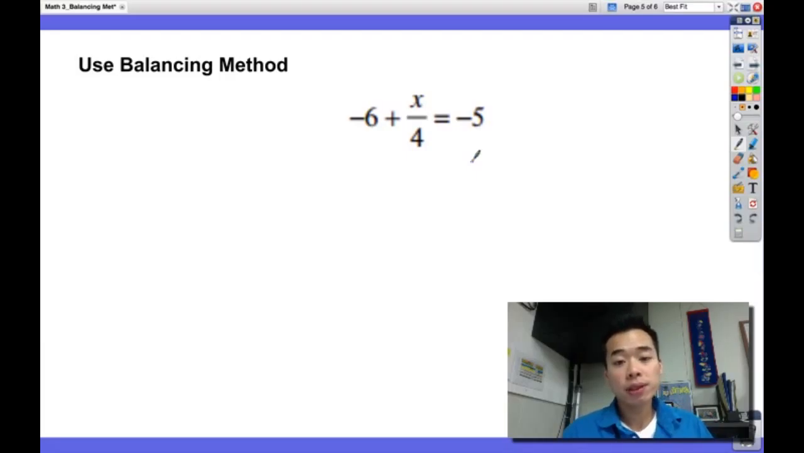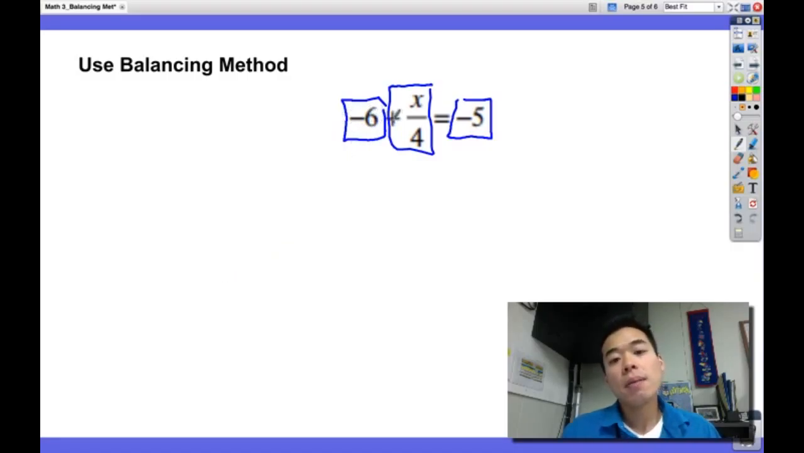Okay, the first thing I'm going to do is box each term using the balancing method. I have a negative 6 plus a number divided by 4 equal to negative 5. The balancing method tells me I need to get rid of whatever is farthest away from the variable, or not attached to it. This negative 6 is not in the box with the x. So I'm going to do the additive inverse of negative 6, which is positive 6. I'm adding 6 to both sides.